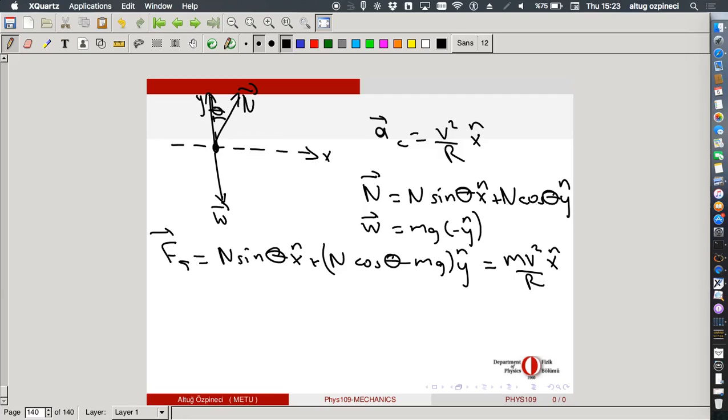And then the next thing, you just equate the components of the vectors on both sides of this equation. So on one hand, we have n cosine theta minus mg, and this should be equal to 0. On the other hand, we have n sine theta is equal to mv squared over r. This is the equality of the y components, and this is the equality of the x components. And again, you can calculate n, you can calculate theta, etc. Whatever you want.